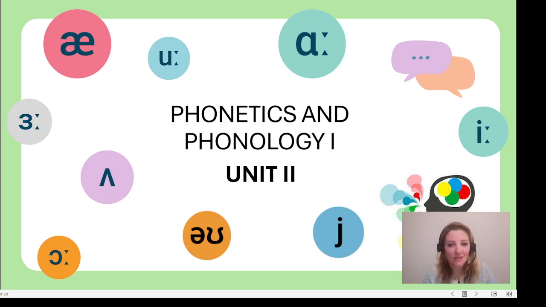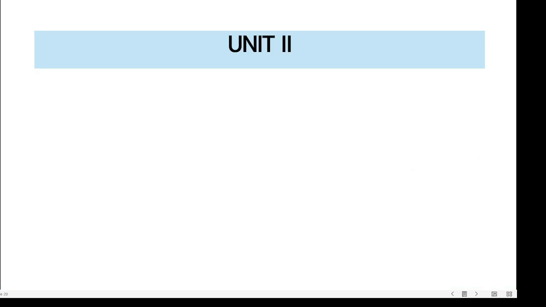By the end of this unit, you'll be able to describe speech production from both a physiological point of view and also an anatomical point of view. That means that you will be able to identify and describe the different organs and cavities that take part in this process. So let's start by checking the different contents in this unit.